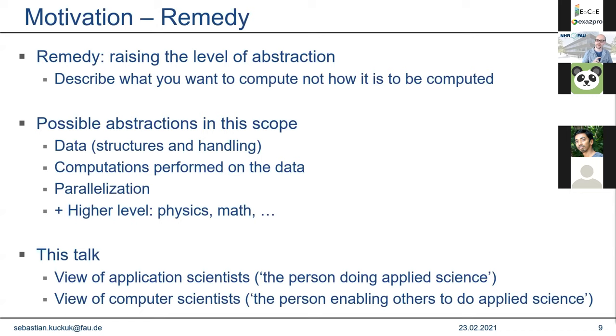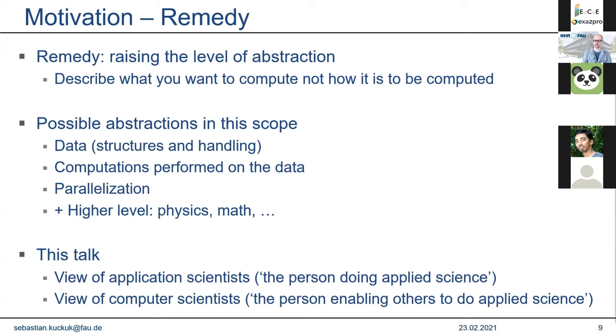And on the other hand, there's the view of the computer scientist or software developer. This is the person who helps others or enables others to do applied science. And of course, here providing suitable abstractions, optimizing code, parallelizing in a suitable way and so on and so forth is quite important.